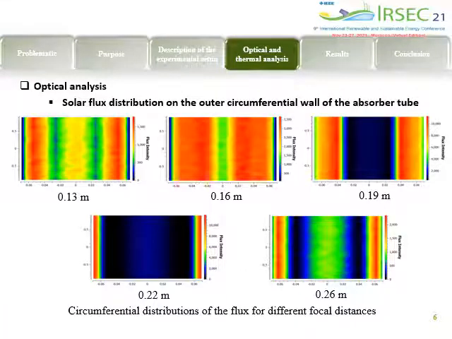The optical analysis was carried out using the optical simulation software SolTrace. This figure presents a circumferential distribution of the flux for different focal distances. According to this figure, we can observe clearly that the flux distribution on the outer surface is symmetrical, and the focal distances have a significant effect on the variation of the flux distribution. However, we can notice that the highest local concentration ratio is achieved for the distance of 0.90 meter.